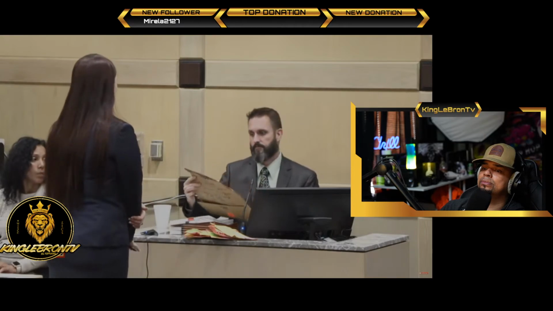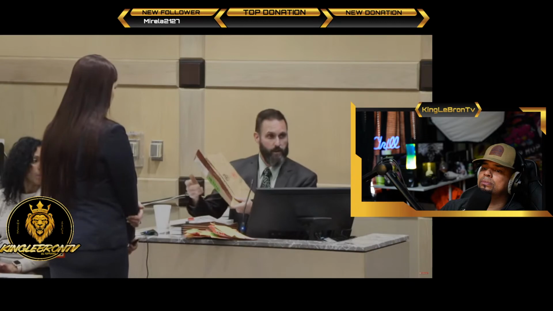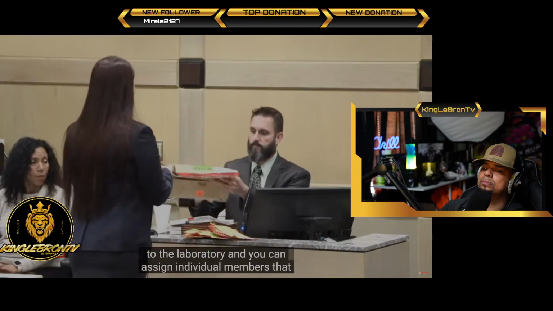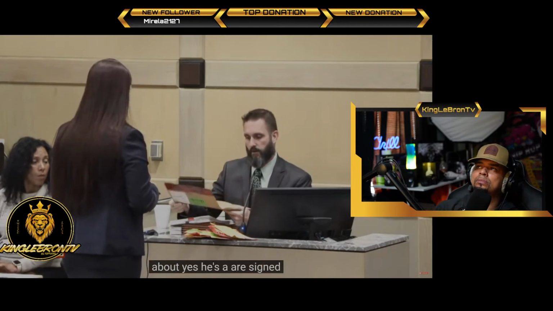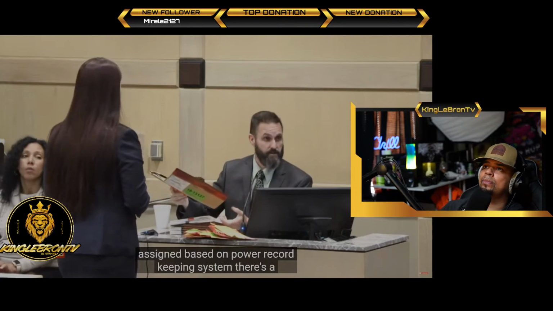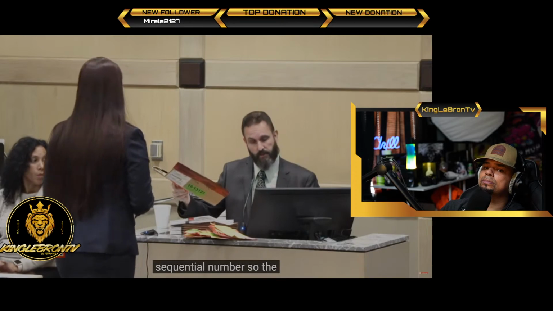Yes. And how do you recognize that? On the back, it has my laboratory number, my initials, and all the other numbers as they were submitted to the laboratory. And do you then assign the individual numbers that we talked about? Yes, the numbers are assigned based off our record-keeping system. They're a sequential number, so the first item gets number 1, and then sequentially down the line.